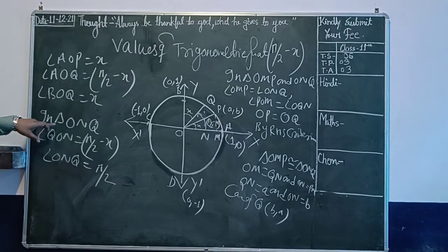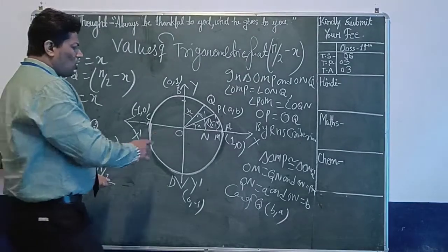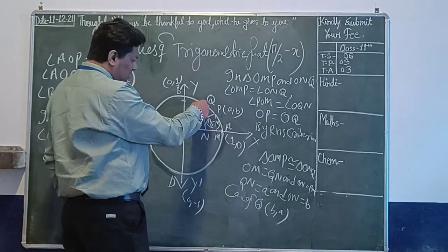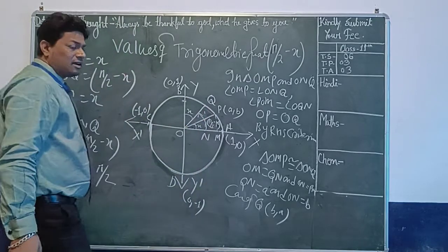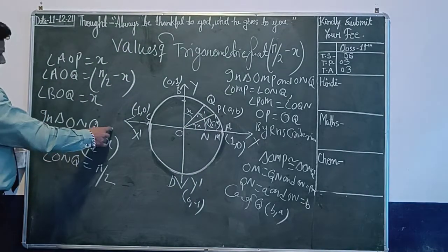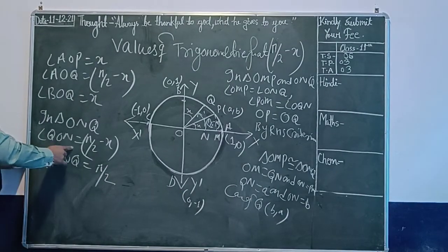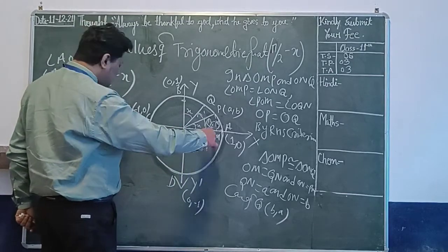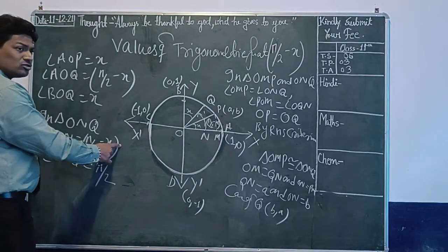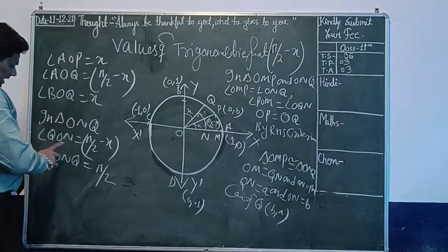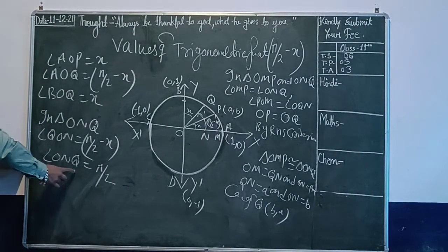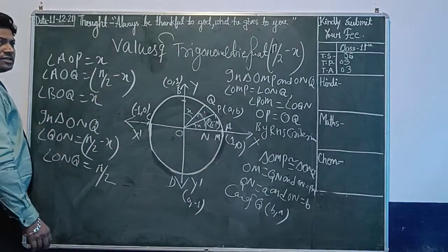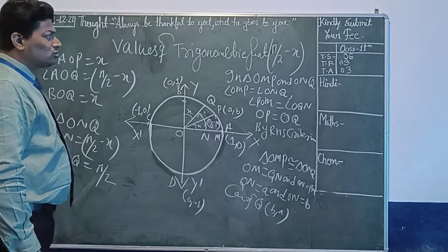Is it clear? In triangle ONQ, if you take O, you take N, and you take Q, this one is a triangle ONQ. If you take the triangle ONQ, in this angle QON, where is QON? Is it clear? This angle. This angle is equal to pi by 2 minus x. In the same triangle you will get angle ONQ simply equal to pi by 2. Is it clear? This one is also equal to pi by 2.